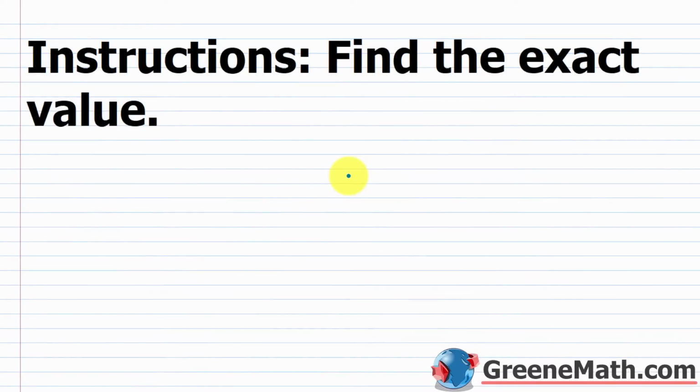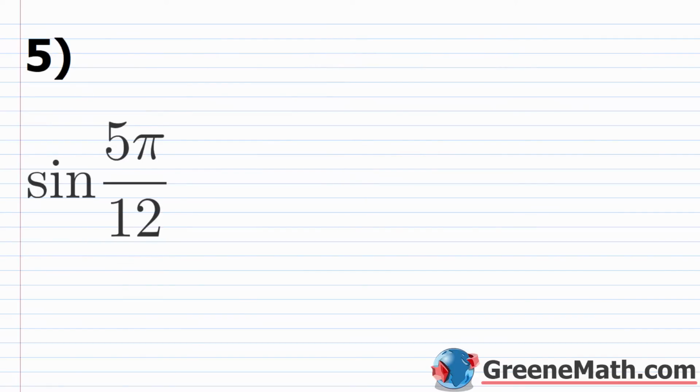All right, for the next few problems, we're asked to find the exact value. And for problem 5, we're given the sine of 5 pi over 12. So again, if you're working with radians and it's difficult for you to break things up, just convert it over to degrees and then convert it back over. So if you have 5 pi over 12, and you multiply this by 180 degrees over pi, this is going to cancel with this. 180 divided by 12, that's going to be 15, and 15 times 5 is 75, so this is 75 degrees.